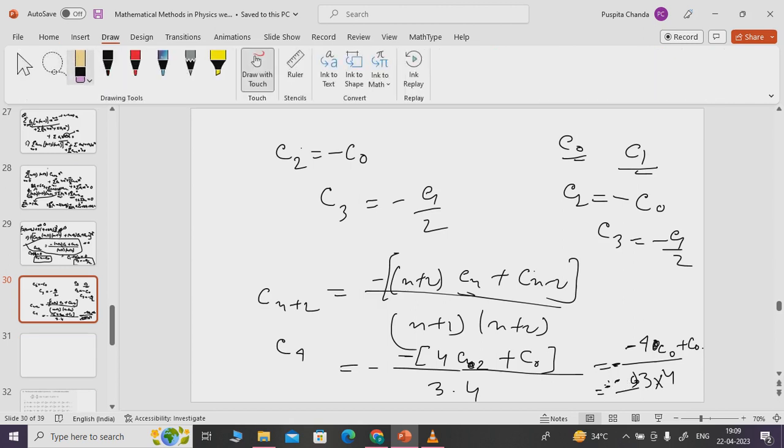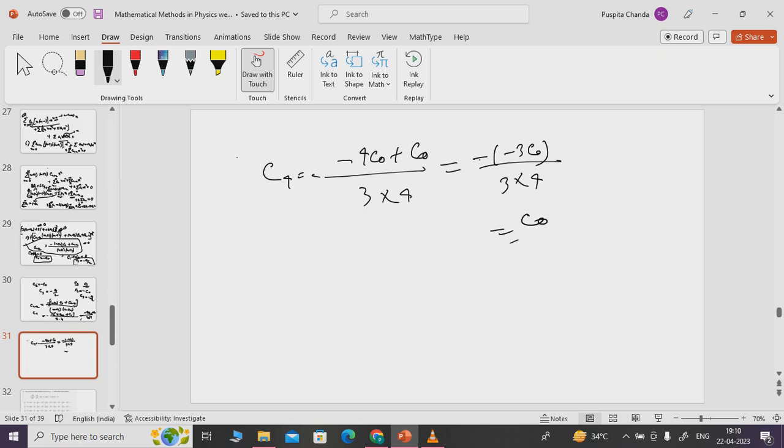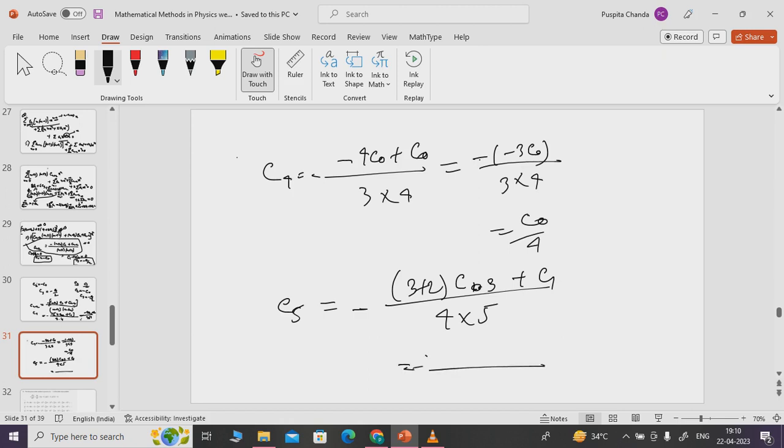Let me write in the next page. C4 is equal to minus 4C0 plus C0, over 3 into 4. So it will be minus into minus 3C0, over 3 into 4. So it will be C0 by 4. Next C5. For C5 n will be 3 in the recurrence relation. So 3 plus 2, C5 will be C3 plus C1, then 4 into 5.